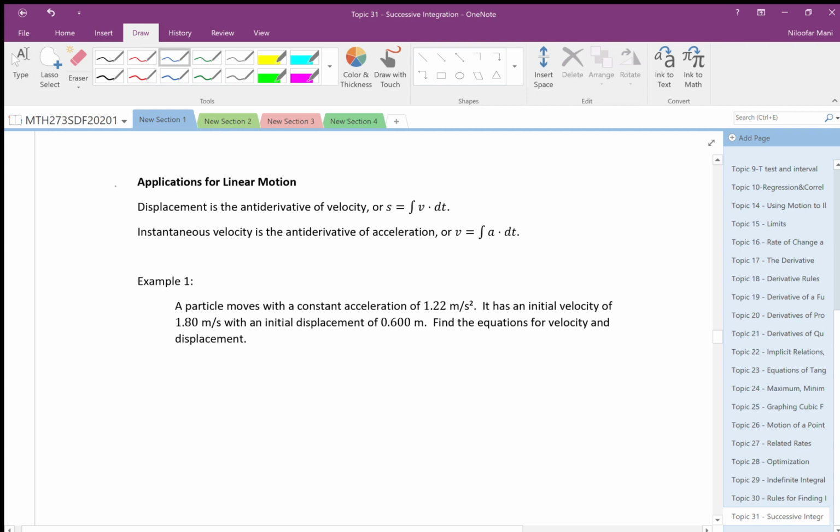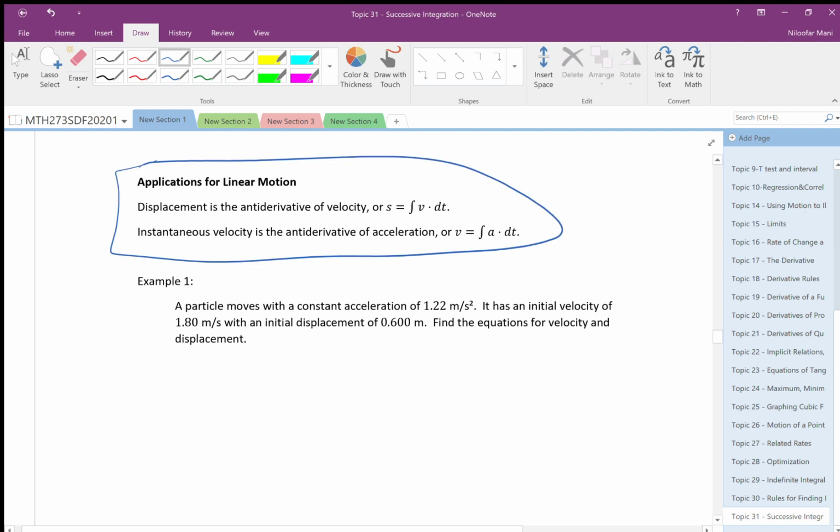Okay, here we have the application of motion. For example, I can give you acceleration and ask you for velocity, or give you velocity and ask for displacement, and you can do it by integration. If I give you displacement and want velocity, you just do the derivative. This is a question in test number 4. If I give you velocity and want acceleration, you do the derivative. But how about the opposite? The opposite, you do the integral.